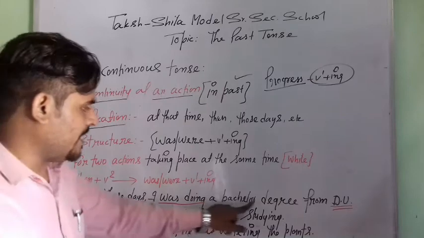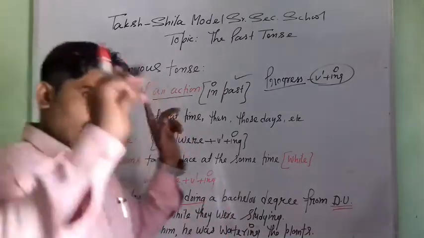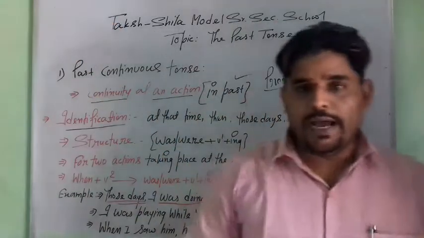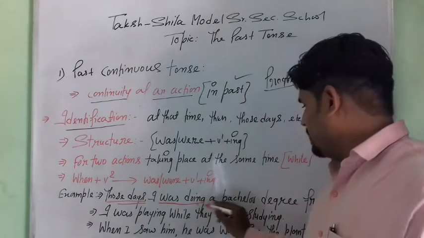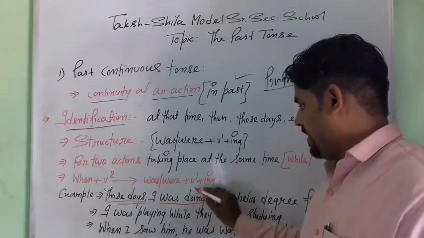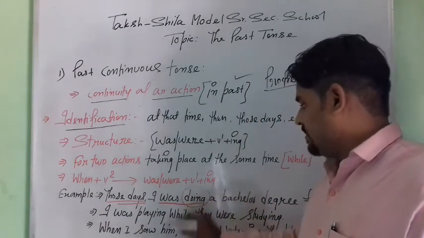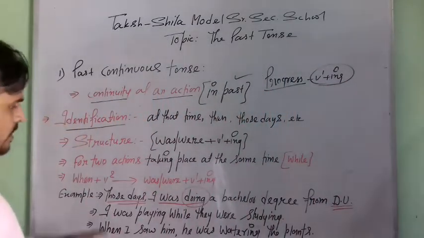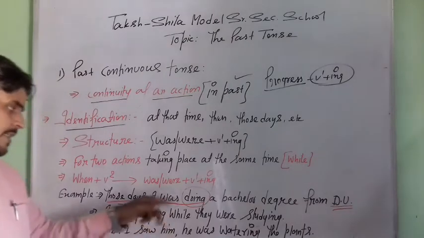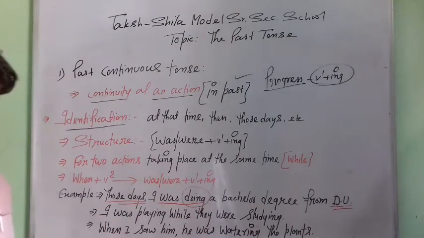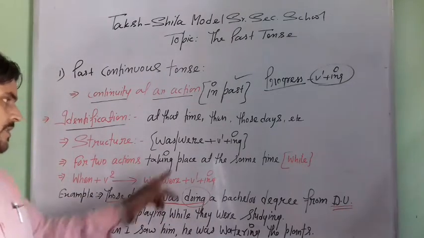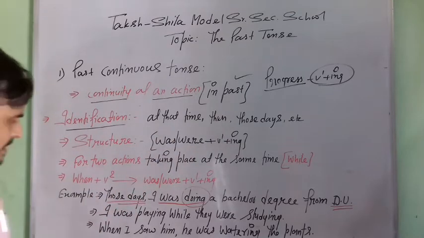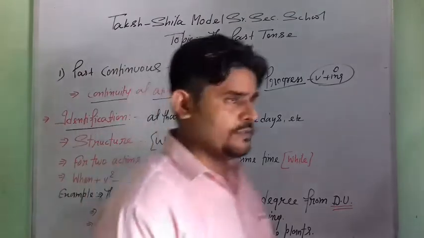So I was doing a bachelor degree means those days my action of doing a bachelor degree was in progress, right? The action of doing a degree was in progress, right? So this falls into the category of past continuous tense, and here this helping verb was doing refers to past continuous tense.